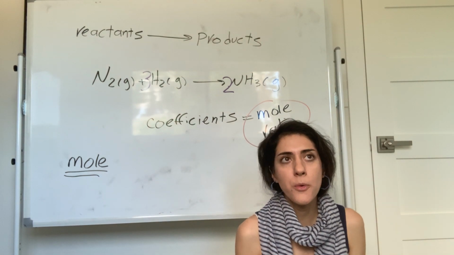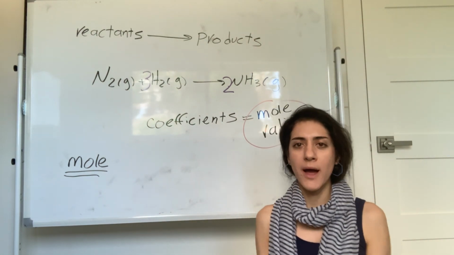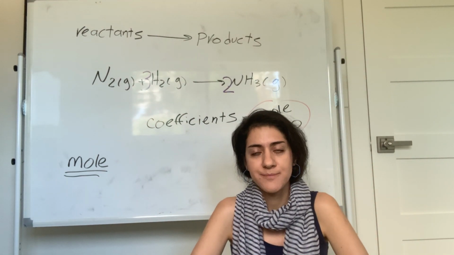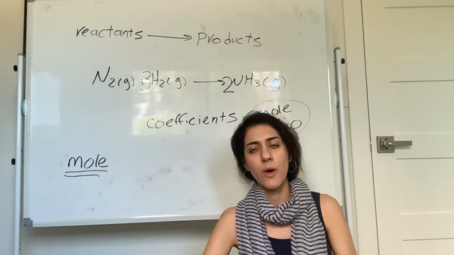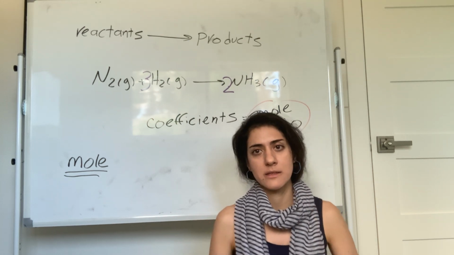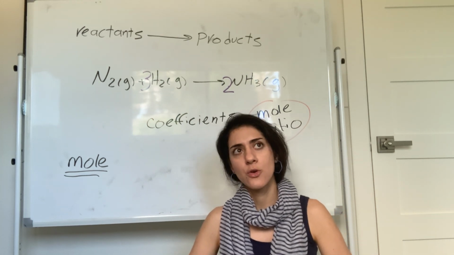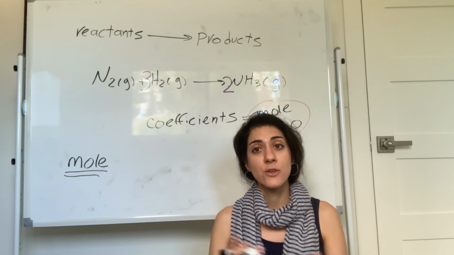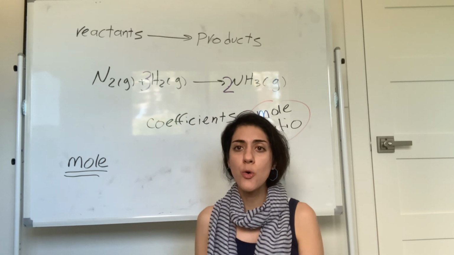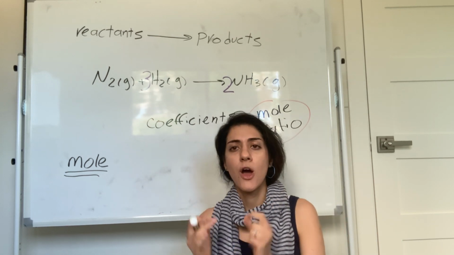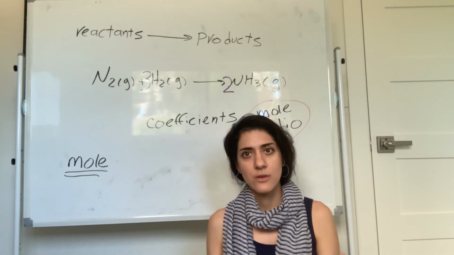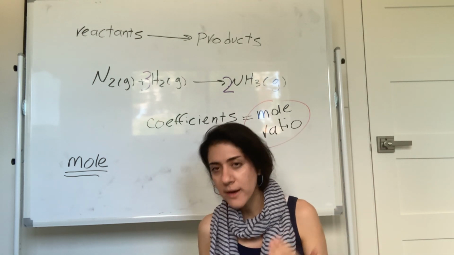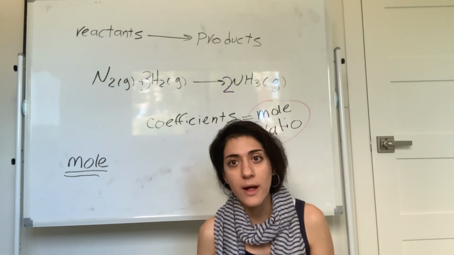Now, tell me this. When you go to buy eggs, how do you buy eggs? You usually buy eggs by the dozen, right? Okay. So when you go and you buy 1 dozen eggs, how many eggs is that? That is 12 eggs. If you go and buy 2 dozen eggs, how many eggs is that? 24, right?